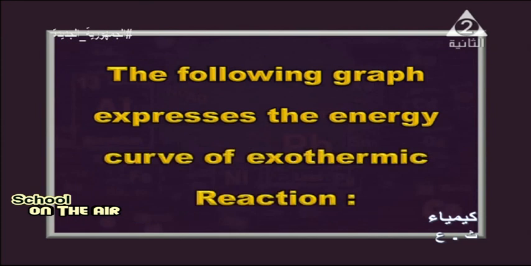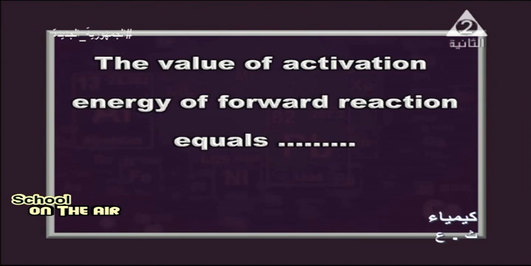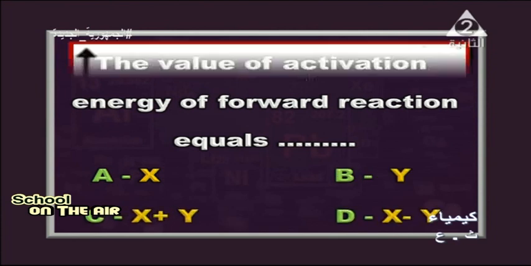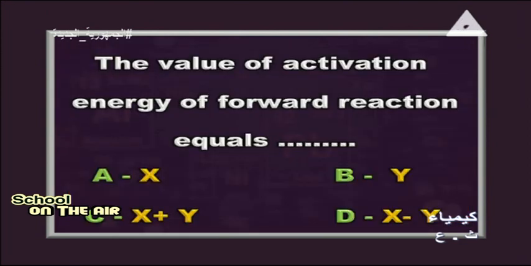Next question. The following graph expresses the energy curve of an exothermic reaction. As shown in the diagram, the reactants have higher energy than the products, so we know that it is an exothermic reaction. So the value of activation energy of the forward reaction equals x, y, x plus y, or x minus y. If you look at the graph, the activation energy for the forward reaction will be x, from the reactants level to the highest value. So the answer is x.